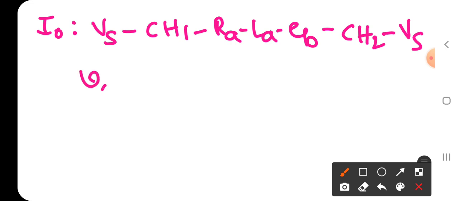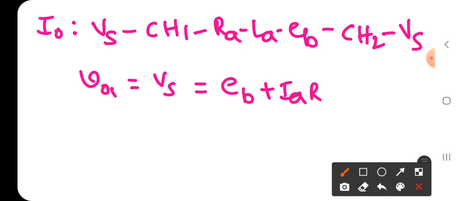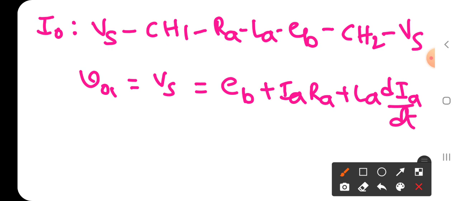Then what about V0? VA positive is connected to Vs positive and VA negative terminal is connected to Vs negative. Therefore, it is Vs only. You can write this as EB plus IA RA plus LA dIA by dt.